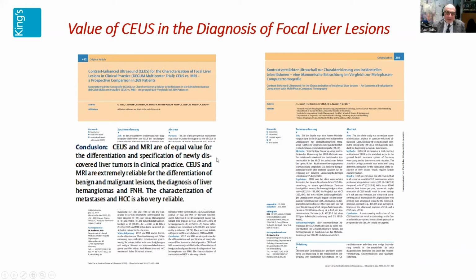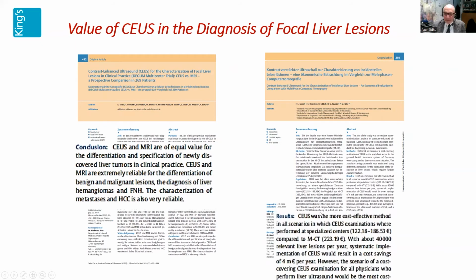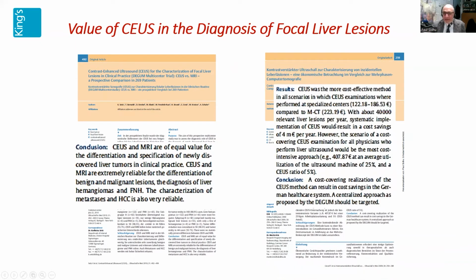In the German healthcare system, these two papers demonstrate, first of all, that it's equal value for the differentiation and specification of newly diagnosed liver tumors in clinical practice, and it's extremely useful for differentiating benign from malignant lesions and for characterizing hemangiomas and focal nodular hyperplasia. And in the German healthcare system, it's also cost effective. It stops downstream costs of further MRI or CT examinations or physician appointments for examination and appraisal of the lesion. So we've now got an agent that is very good at characterizing both specifically and sensitive of focal liver lesions, and it is also inexpensive in comparison to the other imaging modalities.